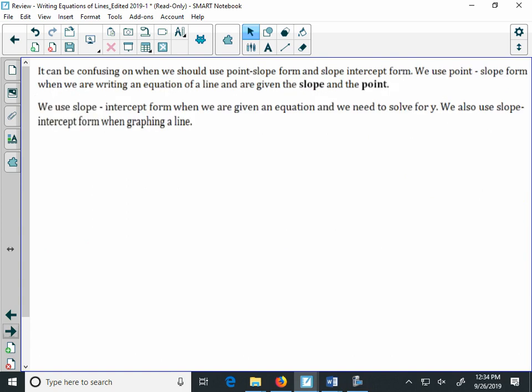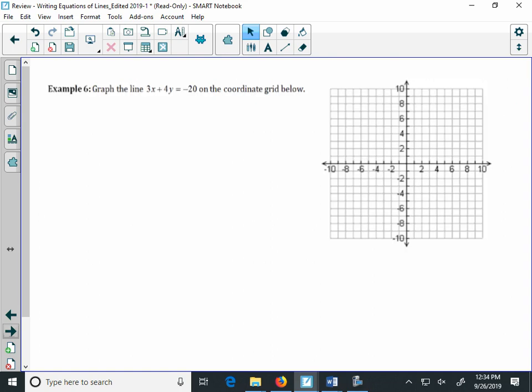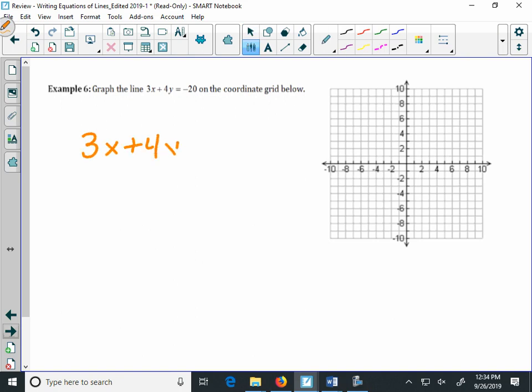So, we kind of already talked about this. We also use slope-intercept form when we try to graph a line. Again, point-slope is when we're writing an equation of a line. Slope-intercept form is if it's already written out for us, or we need to graph. Okay? In order to graph, what needs to be by itself? The y needs to be by itself. So we have 3x plus 4y is equal to negative 20. What do we need to do first to get that y by itself?